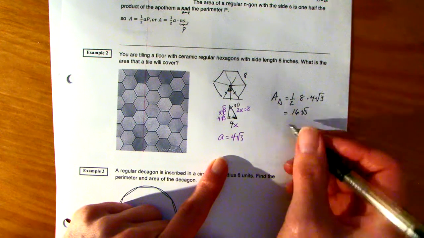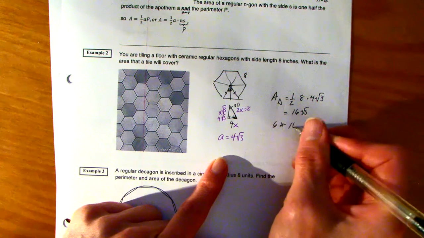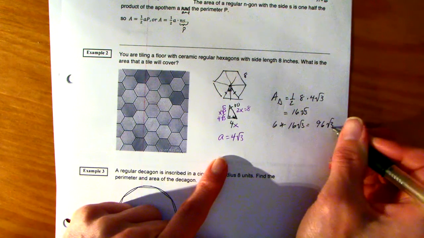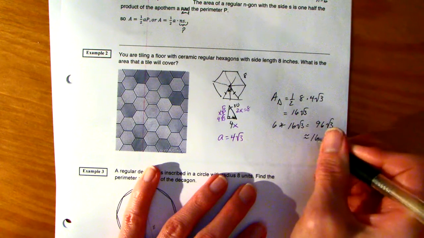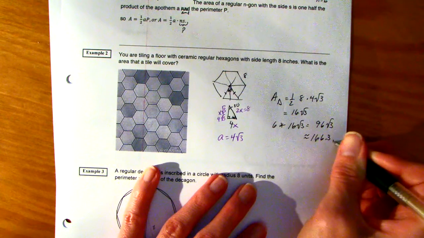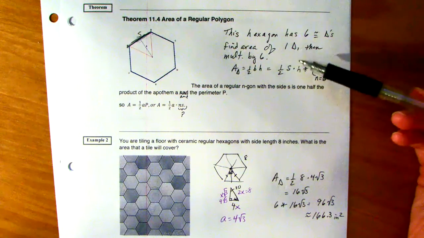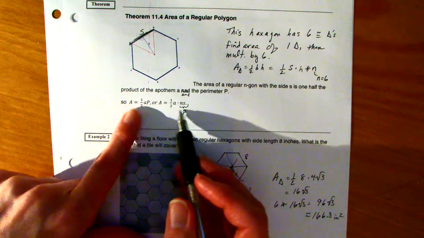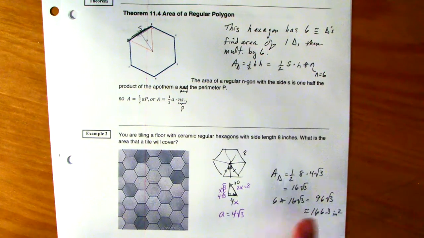Now that was just for one triangle. Take 6 times 16 times the square root of 3. You're going to get 96 times the square root of 3. Of course, that doesn't help you, so put it in the calculator: 166.3 inches squared. Of course, notice I still use this method up here, like figuring out in my head how to find the area, because these little simple formulas I will forget. But if you practice them, it works out nicely.